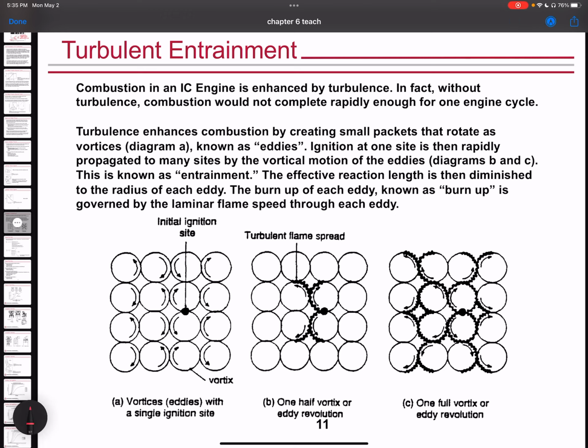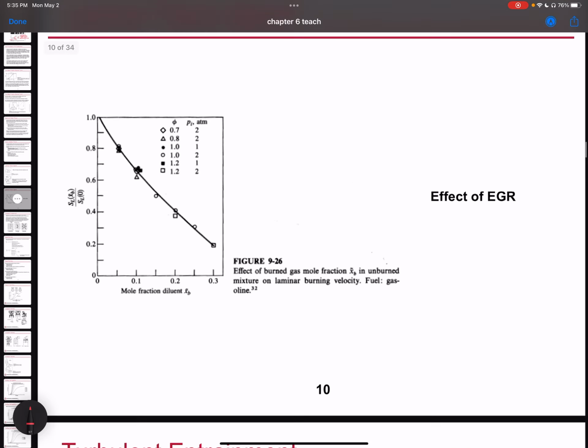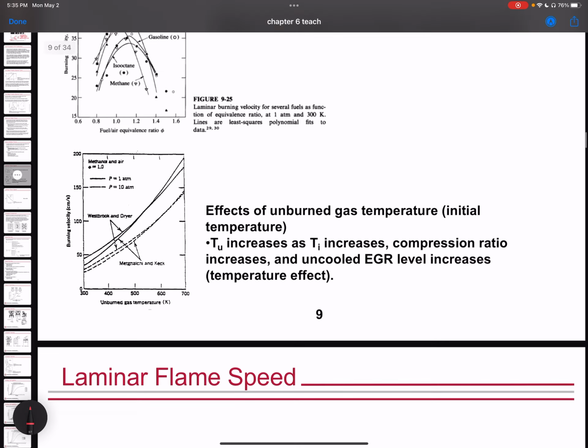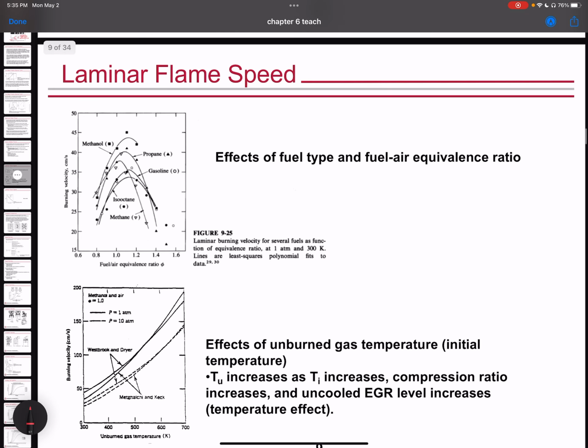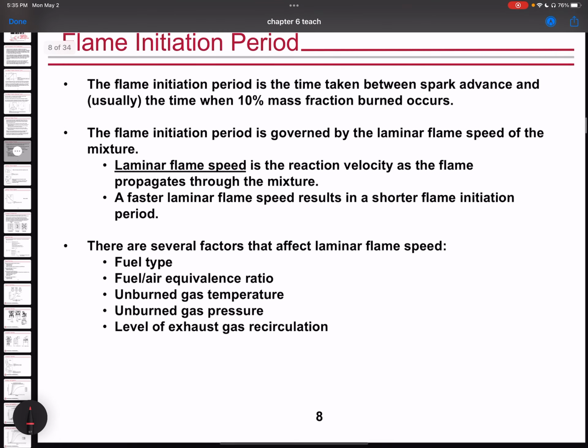And if you recall where we left off when we finished our last in-person class, lecture number 40, is we had just completed discussing the various factors that influence laminar flame speed. And if you remember, we said that laminar flame speed is the primary feature of a fuel-air mixture that affects the flame initiation period. If we know how laminar flame speed behaves, we'll be able to predict the corresponding effect on flame initiation period.